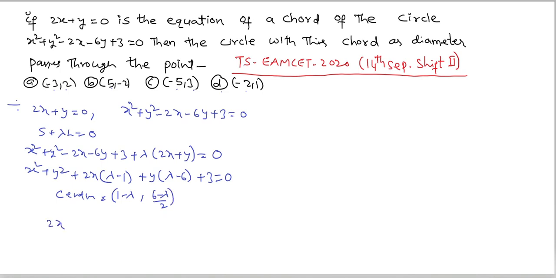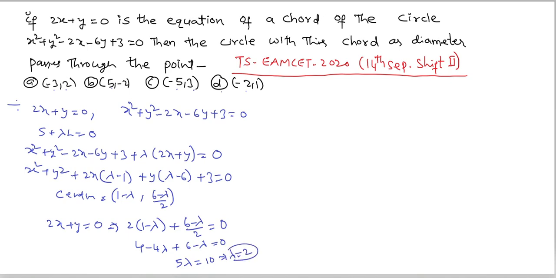Here 2x plus y is equal to 0 is given. This is the diameter of the circle, which means it passes through the center of this circle. Substituting the center in this line equation: 2 into (1 minus lambda) plus (6 minus lambda) by 2, taking LCM, that is 4 minus 4 lambda plus 6 minus lambda is equal to 0. From this, 5 lambda is equal to 10, so lambda is equal to 2.